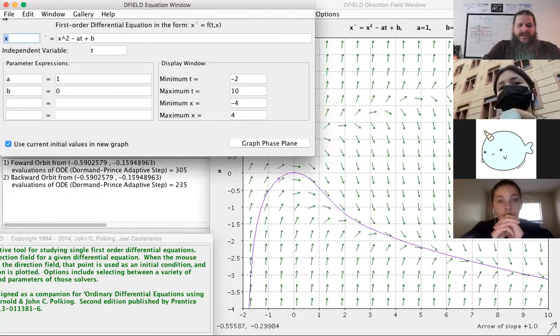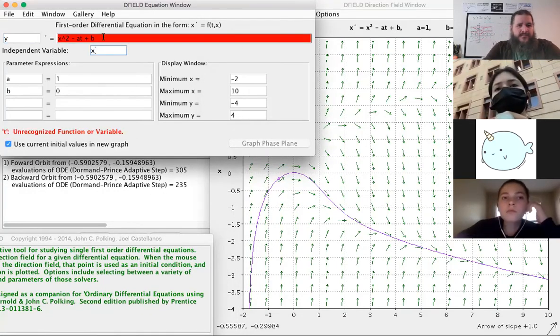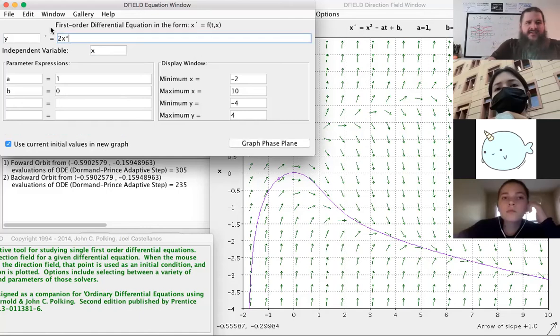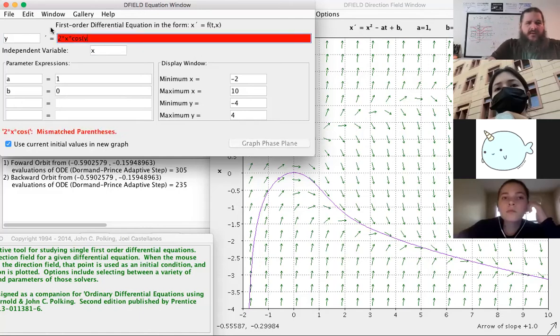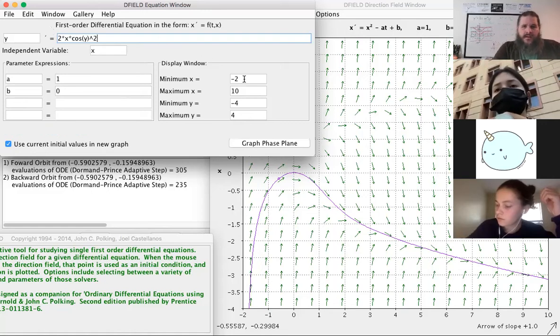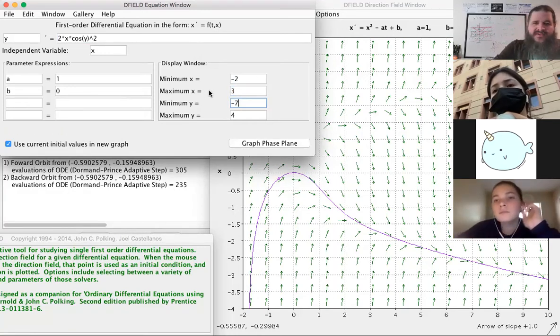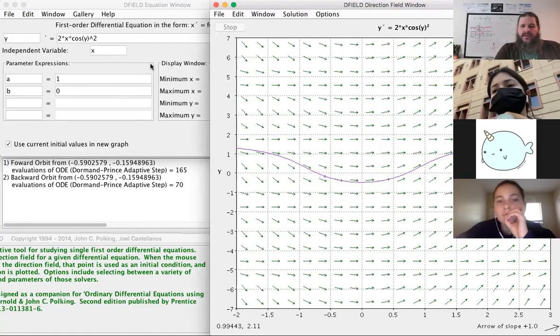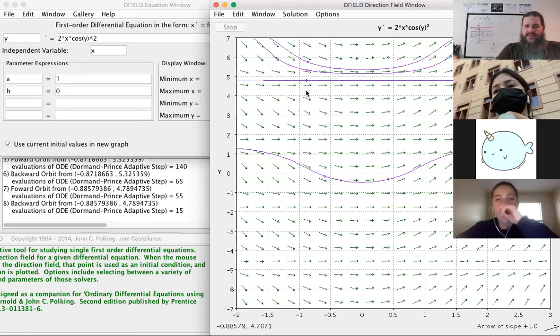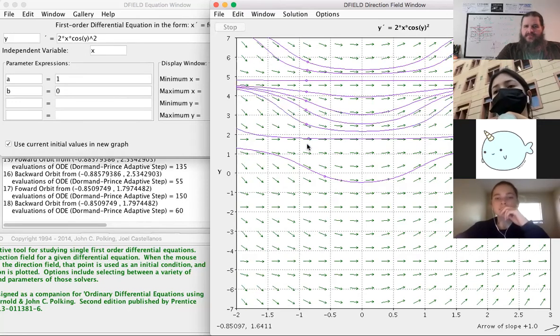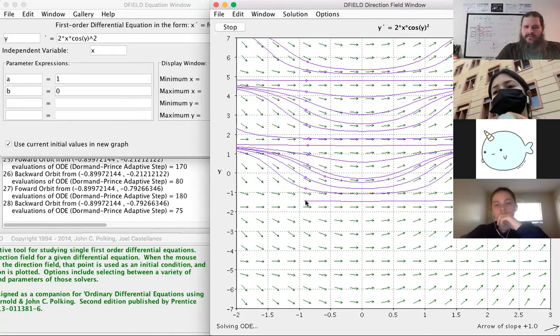So for instance, if we just type in y prime equals, what was it, 2x times cosine squared of y. And let's have that go from, just like we had here, from -2 to 3, and y going from, let's say, -7 to 7. Graph phase plane. And so here we see what that direction field looks like. And we can click on various locations to put in sample curves. And note that this is pretty much exactly what we were seeing on the marker board as well.